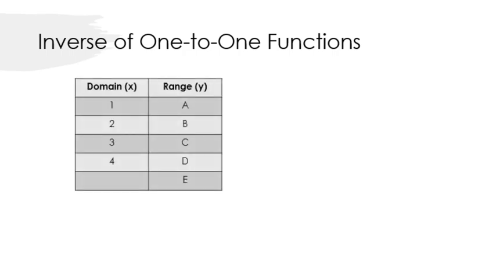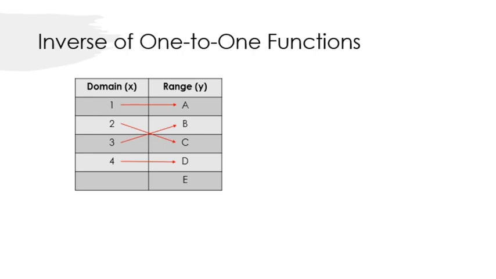Let's now have another example. So, we have the domain and range. Our domain is 1, 2, 3, 4 and our range or y values are A, B, C, D, and E. So, tingnan natin yung relations. So, we have 1A, 2C, 3B, 4D.